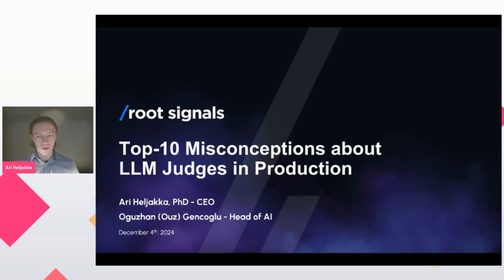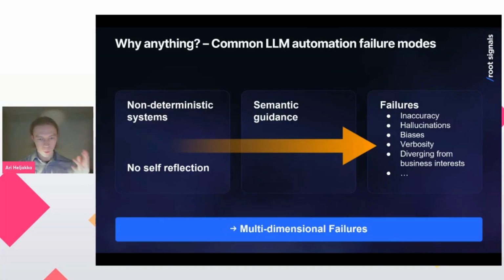Before jumping into the misconceptions, let me first give a brief intro of the background that you might need if you are not daily dealing with these topics. So firstly, why do we need to do anything? What is wrong with LLM automations?